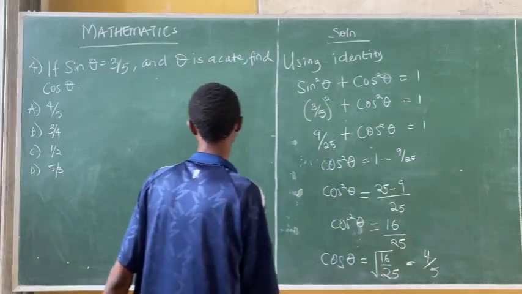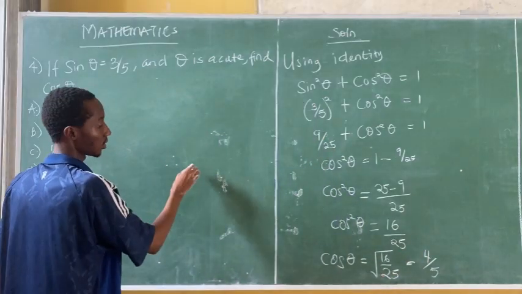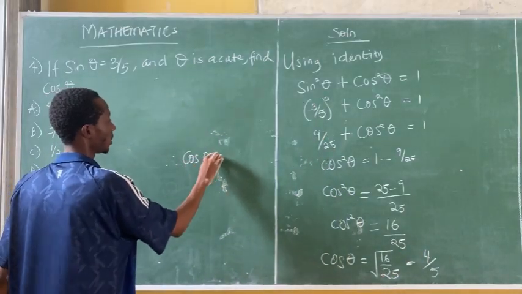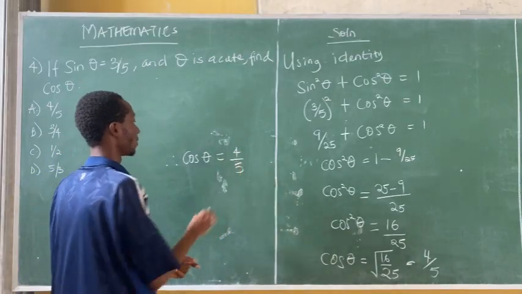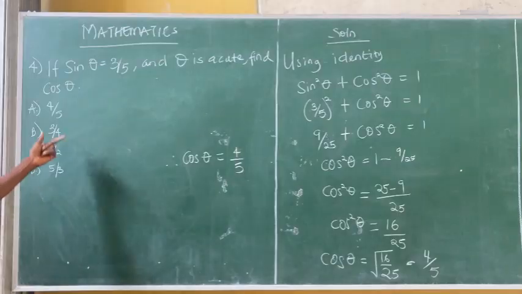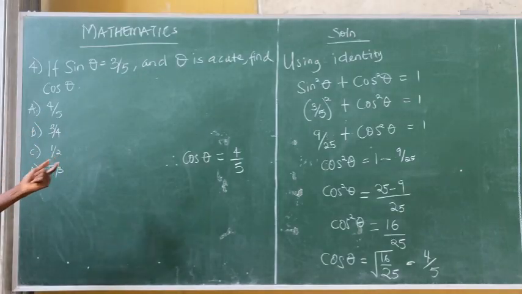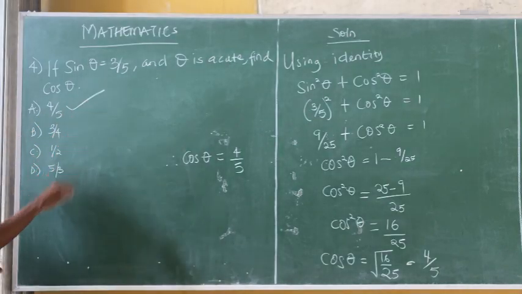Therefore, cos theta is equal to what? 4 over 5. Which is option what? A. Cos theta is equal to what? 4 over 5. So this is the correct answer.